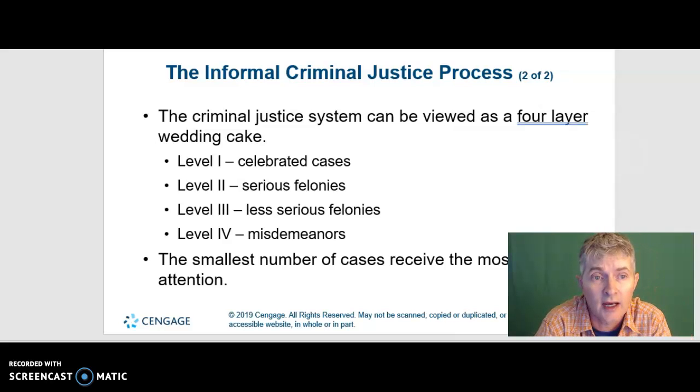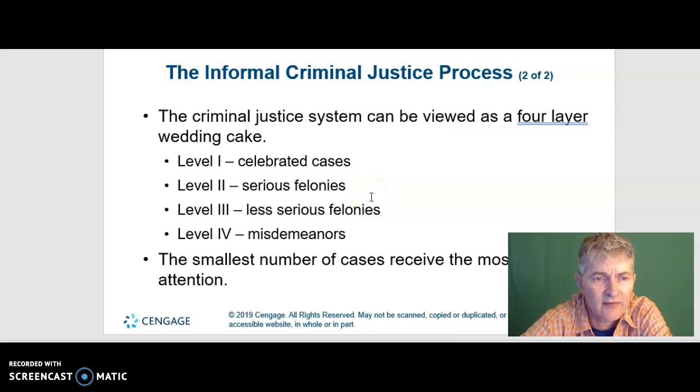It creates a series of levels in an effort to look at the criminal justice process. There are 4 layers. Level 1, the celebrated cases. Level 2, the serious felonies. Level 3, the less serious felonies. And then level 4, the misdemeanors. The smallest number of cases receive the most public attention, and those are the ones that we think the system is representative of. But that's just not the case.